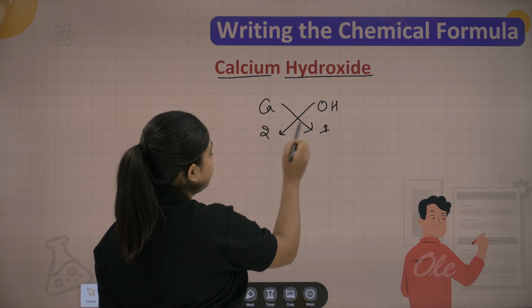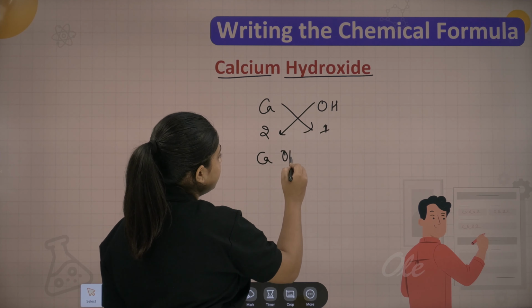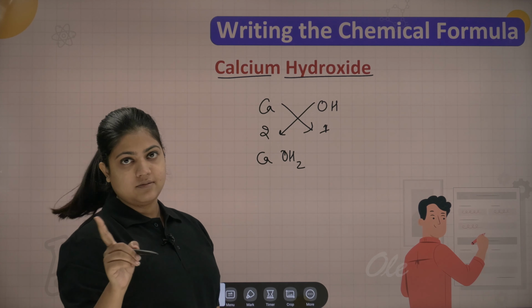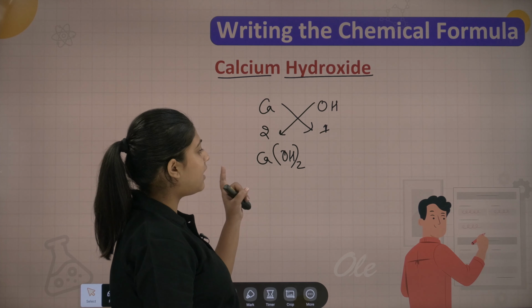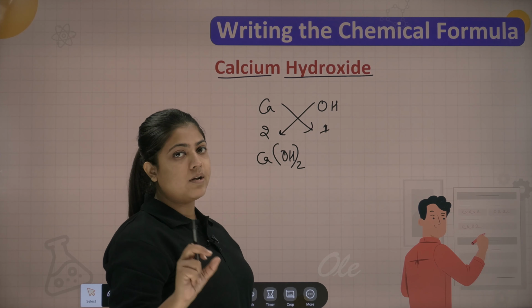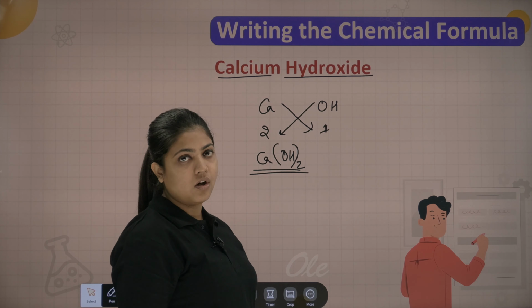You will get Ca with 1, so you will only write Ca, and with OH it is 2. So, now you will not write it as it is, because now this is a group of atoms. So, you will put a bracket in it. So, now this is your formula: Ca(OH) whole twice, Ca(OH)2. This is the formula for calcium hydroxide.